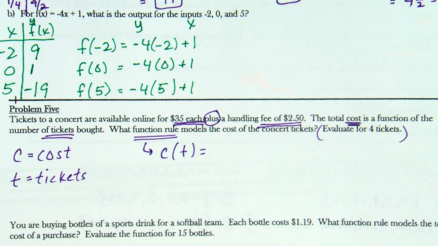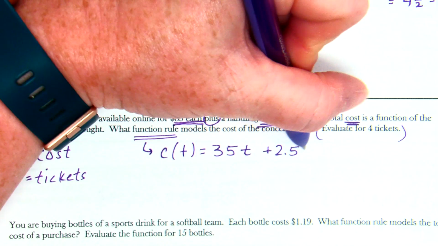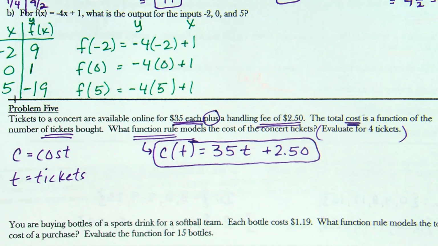How do we find that cost? $35 each, so 35 times t plus 2.50. This satisfies the first part of the request, because the first request was what is a function rule for this. Now, am I done with this? No. What does evaluate mean? Put the number in and work it out. Evaluate it, get an answer.